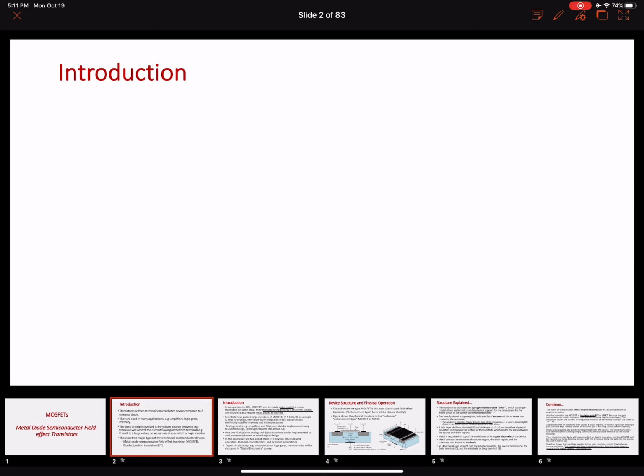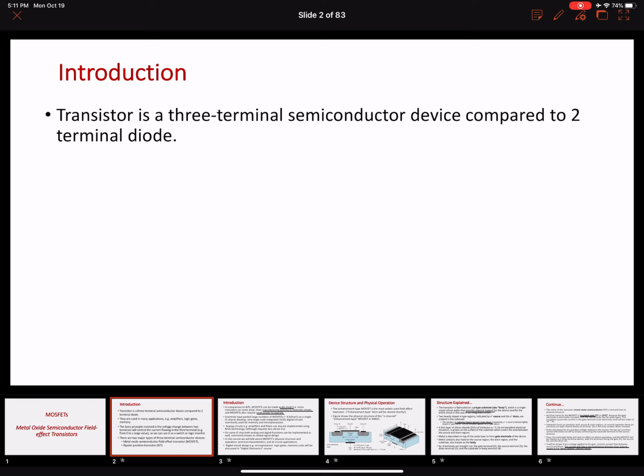Okay, so transistor. Transistor is a 3-terminal semiconductor device as compared to a 2-terminal semiconductor device, which is a diode. You guys have studied the diodes earlier in the course, right? It's a p-n junction, 2 terminals. Transistor is a 3-terminal device.